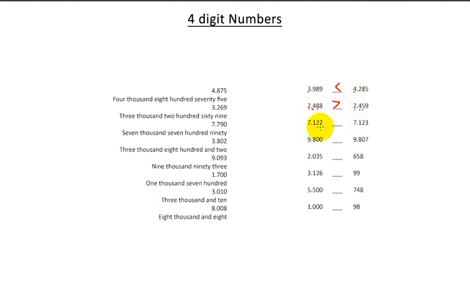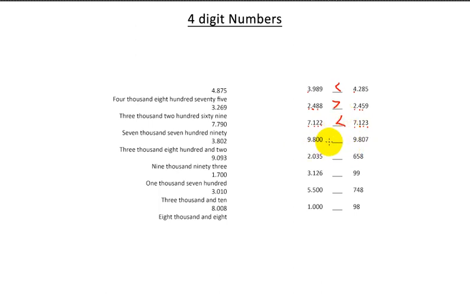Next up, 7,122 with 7,123. Immediately you could guess that this is the greater number because this is the number before this number. But again, with the same process, 7 is the same as 7, 1 is the same as 1, 2 is the same as 2, but this 2 is less than this 3. So this number is greater.